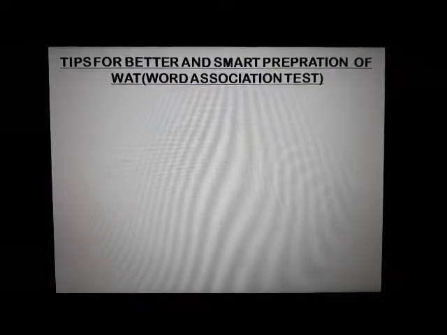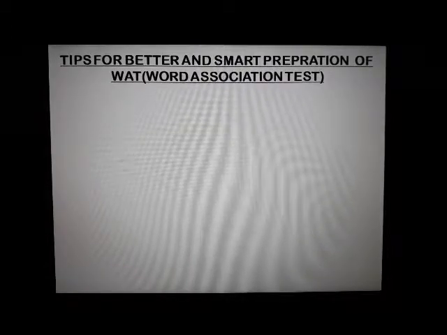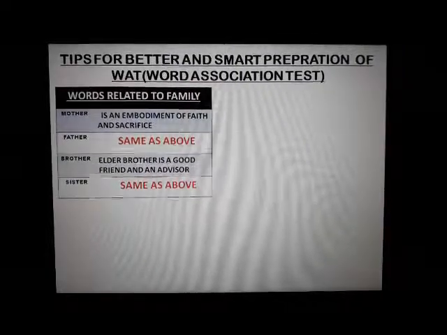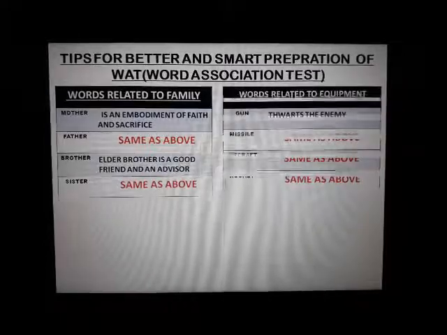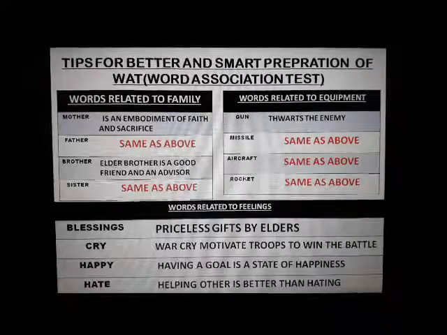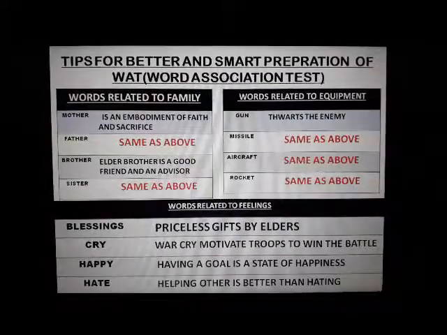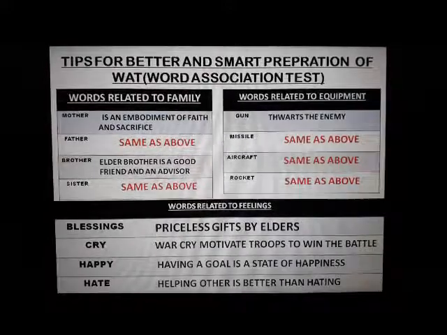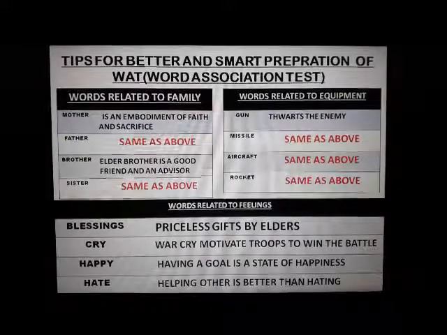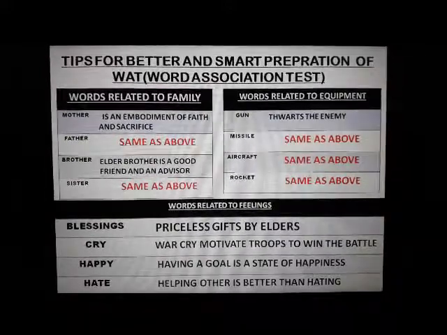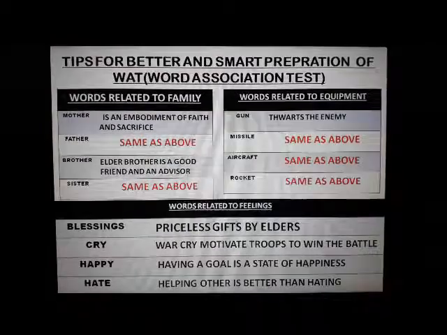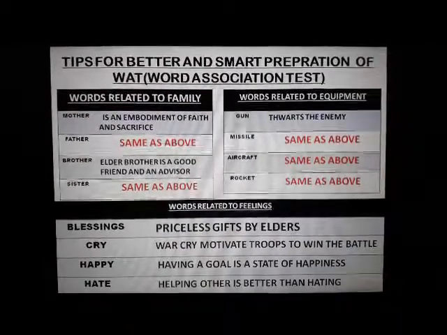Now friends, I'll tell you the tips for better and smart preparation for the word association test. Now you can see on the screen I have separated out the words having the same relation. Like words related to family: mother, father, brother, sister. For example, mother: Mother is an embodiment of faith and sacrifice. Friends, the same sentence you can use for your father also. And like in brother: Elder brother is a good friend and an advisor. The same sentence you can use for your sister also. For example, elder sister is a good friend and an advisor.